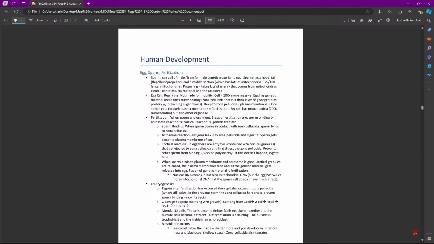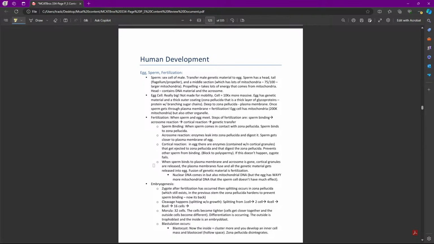Thicker outer coating, and a deep zona plasma membrane. Once it gets in through the plasma membrane, fertilization. The egg has mitochondria from the mother, greater than any other organelle. Fertilization, when sperm and egg meet. Steps of fertilization are sperm binding, the chromosome reaction, cortisol reaction, genetic transfer.